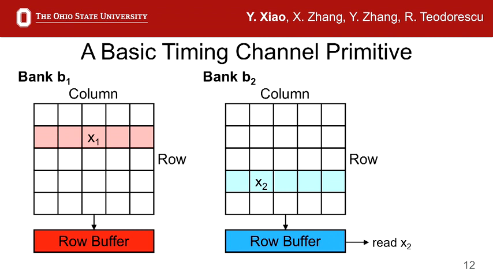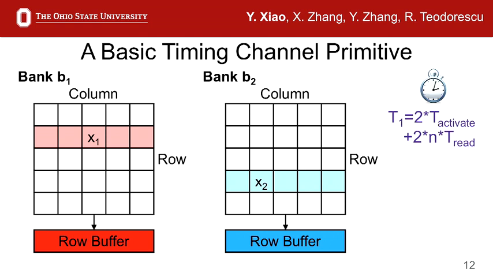After the first run, we read x1 again. Now, since the row buffer still contains the row x1 is in, we directly read it without activating it again. And the same happens when reading x2. After reading x1 and x2 in turn for n times, the total time t1 will be 2 times t_activate plus 2 times n times t_read.